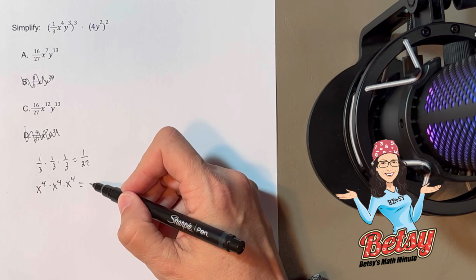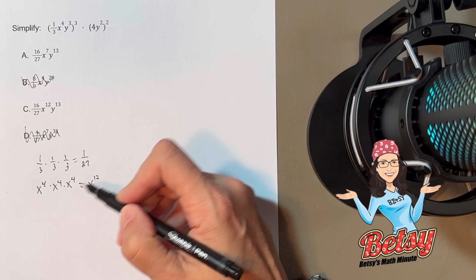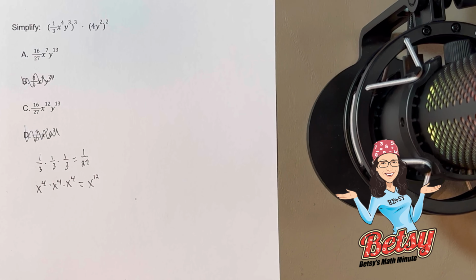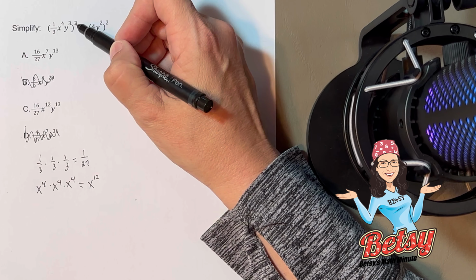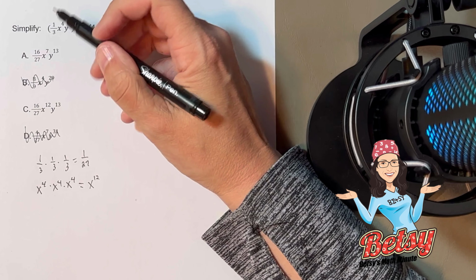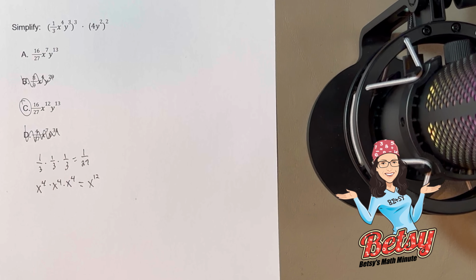And remember your properties of exponents. 4 plus 4 plus 4 is 12. So when you multiply, you add the exponents. Another way to look at it, when you have an exponent to an exponent, you multiply those. 4 times 3 is 12. Well, the only x to the 12 is C. So I didn't even have to look at the y's, and I've already got the answer, and I'm on to the next problem. However, I do want to walk you through this one.